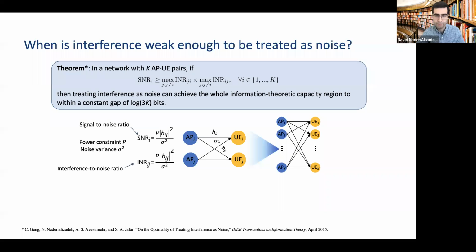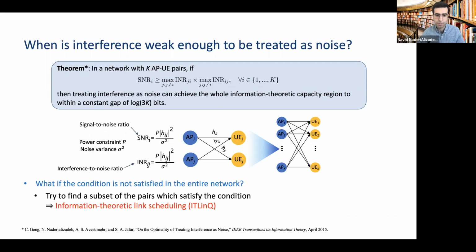Ratio from each AP. You might imagine that in a practical network where we have lots of pairs or lots of transmissions, the chances that this condition is going to be satisfied is very low. So if that's the case, then what we thought of is basically we can just focus on a subset of transmissions at each time that satisfies this condition.